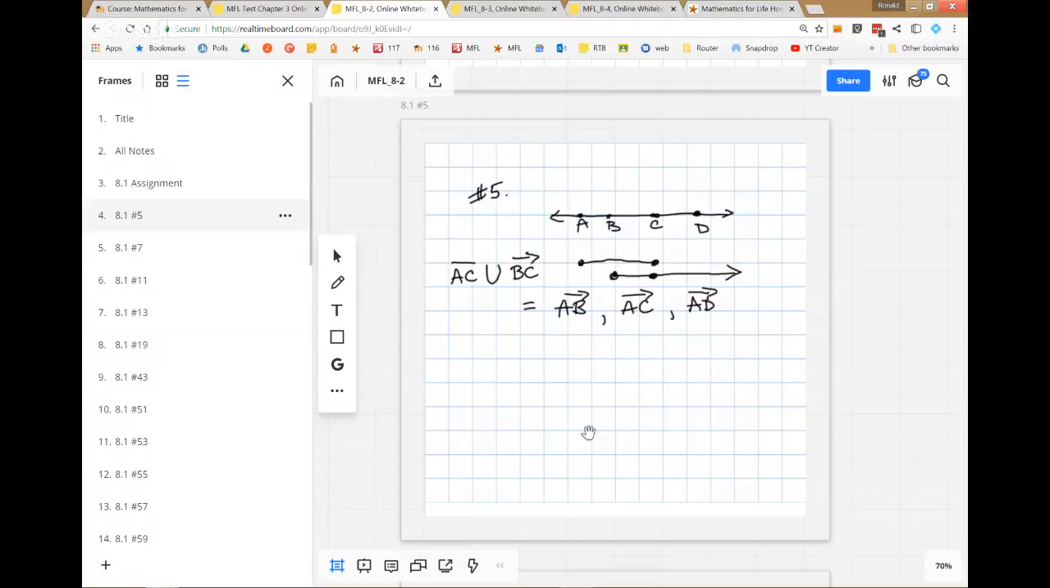I just want, what do you have? Well, you've got a ray starting at A and going on forever then, correct? Yep. And those are just 3 different ways of naming that ray. Ray AB, ray AC, ray AD. Those would all be correct. They're all the same ray because rays go on forever.